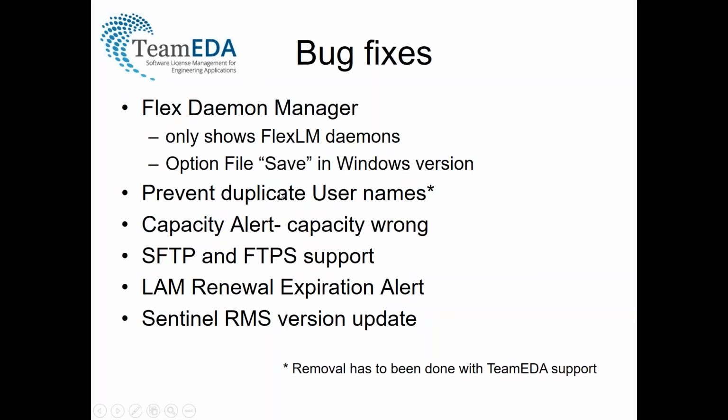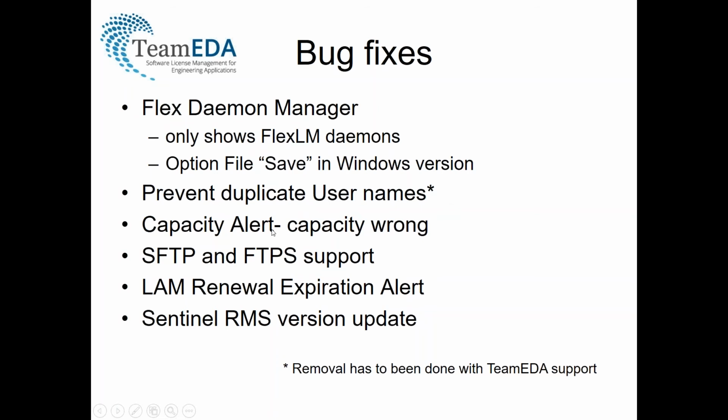We had a problem with duplicate usernames in some of the older versions of our software, and we fixed that to prevent duplicate names going forward. So going forward, you won't have duplicates. But if you have duplicates now and you want to get rid of them, that has to be done by TeamEDA support. So again, send us an email, support@teameda.com, and if you have duplicate names and you want to get rid of them, we'll take them out of the database, and then once you go to 9.0, they just won't have that problem anymore.